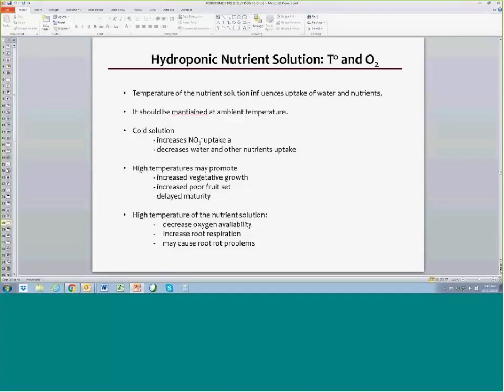But also, high temperature in the nutrient solution can decrease the oxygen availability and increase the root respiration, and those conditions are also prone to causing problems in roots called root rot problems, which are a disease. I'm going to have a couple of slides related to that. Next.